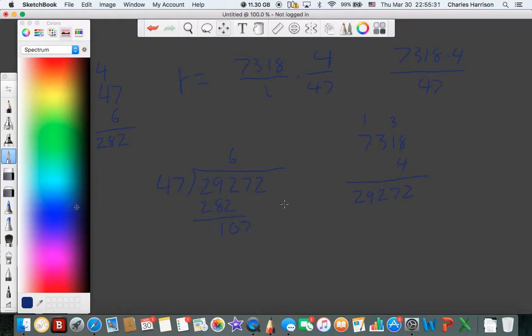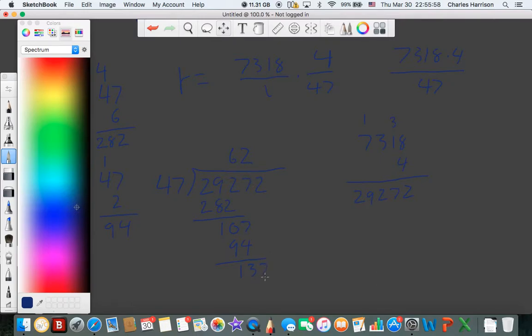Then we bring down the 7. How many times does 47 go into 107? Well, I think 2 times. Let's just double check though. Pretty confident it is. That's 4, carry the 1, that's 94. Yeah, so 94. So this is 3, and this is 1. We brought down the 7 already, and now we need to bring down the 2. Oh, and of course we need to put 2 here.